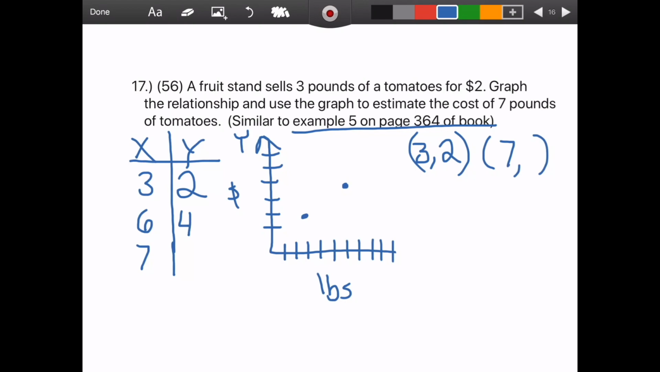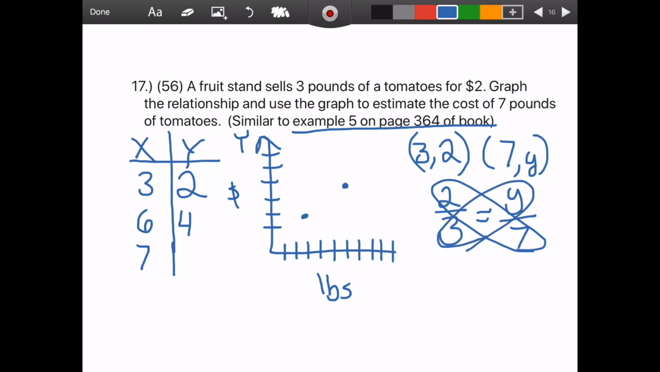So one thing you can do is set up our proportion. So we could do y over x, so 2/3 equals, and then we're going to have y, because we don't know what that is yet, over 7. So remember proportions, we cross multiply and set those products equal to each other. So this is 14 equals 3y.